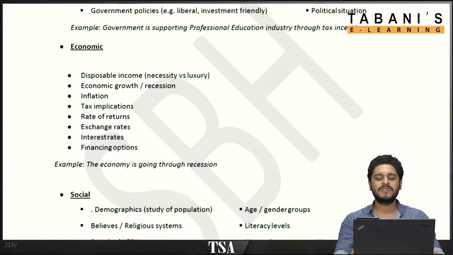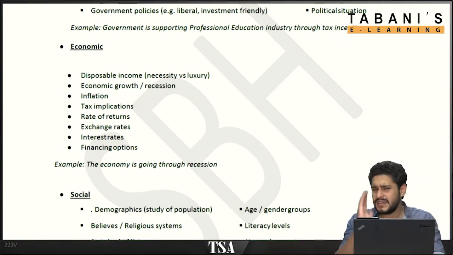So if the economy is providing me a 10% interest rate as compared to another economic system where they are providing me a loan at, let's suppose, a 20% interest rate, I will decide to enter into such an industry where the interest rate is comparatively lower.